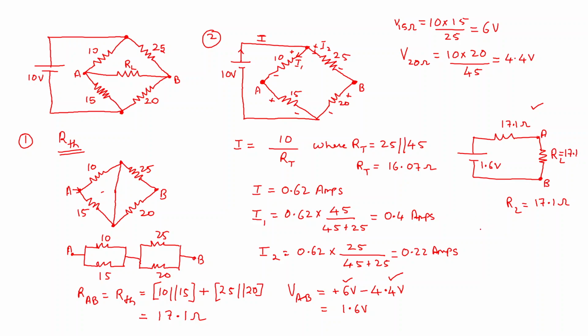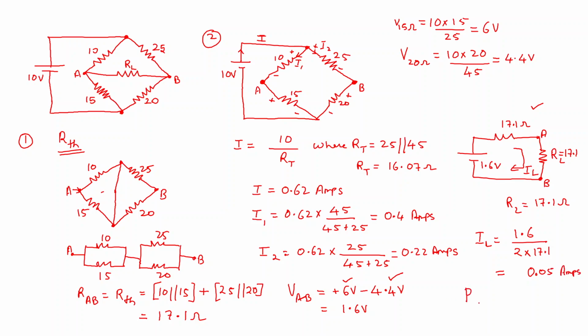If you would like to find the power dissipated in this particular resistance or current through this particular resistance, then let me mark this as load current. Load current is equal to 1.6 volts divided by 2 times 17.1 ohms, which will be around 0.05 amps.